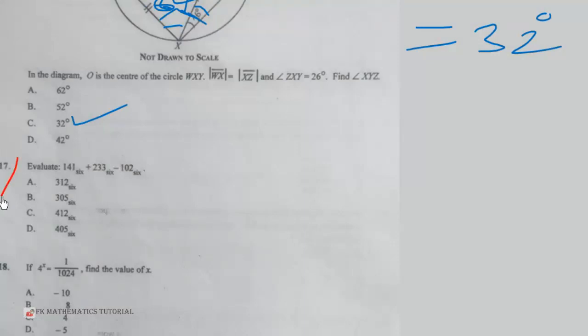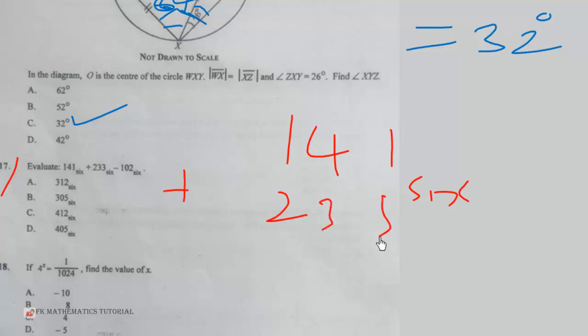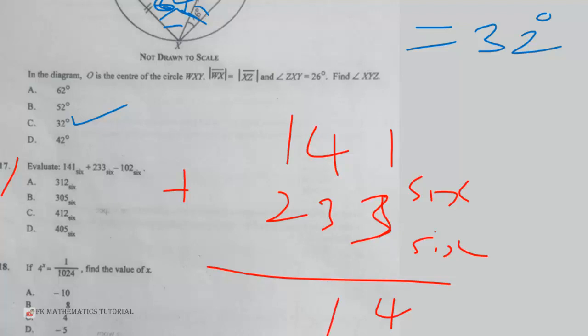Question number 17. We are evaluating 141 base 6 plus 233 base 6 minus 102 base 6. So 141 base 6, we add it to 233 base 6. So let's add 1 plus 3 is 4, 4 plus 3 is 7, and 7 is 1 carry 1 in base 6. So 1 plus 1, 2 plus 2 is 4, so 414 base 6.